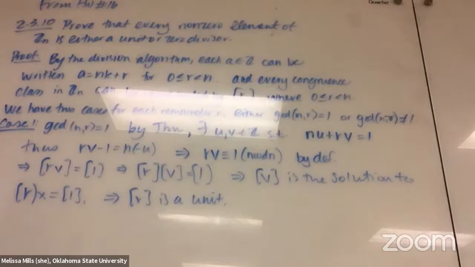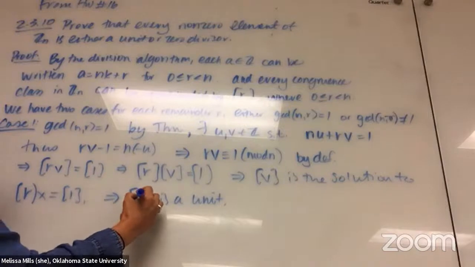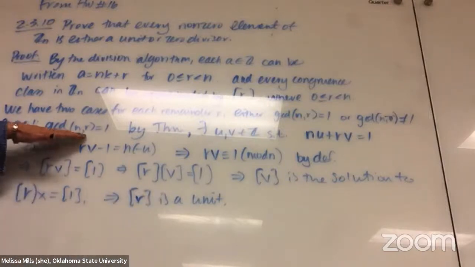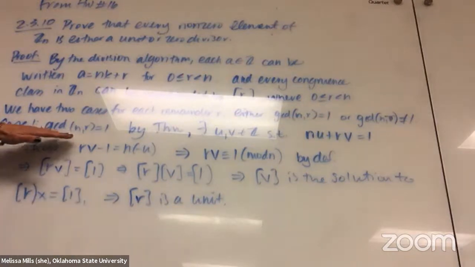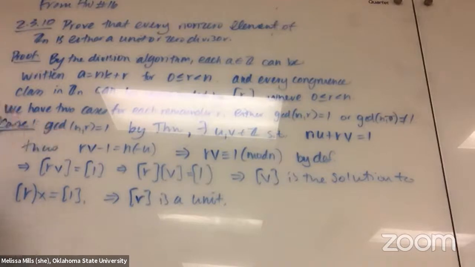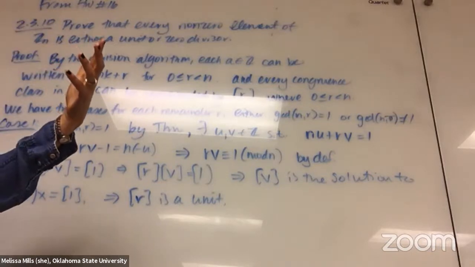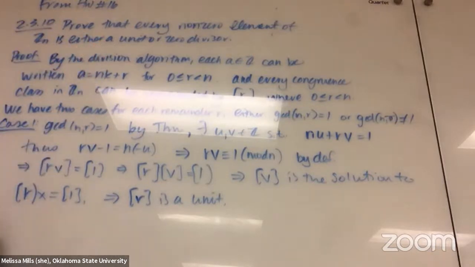Okay, so case 2. In case 1, I had that if the GCD was 1, I end up getting that R is a unit. And now, if the GCD is not 1, what am I going to try to say? It's going to be a zero divisor, right? That's what we're going to have. Okay, so case 2.